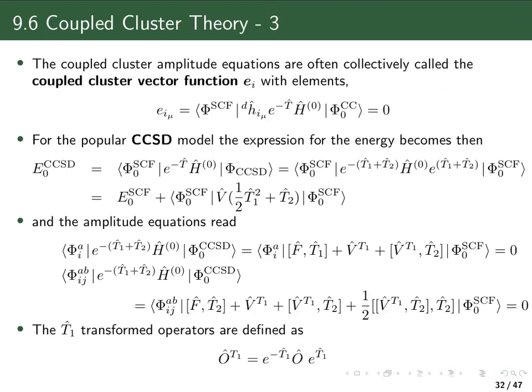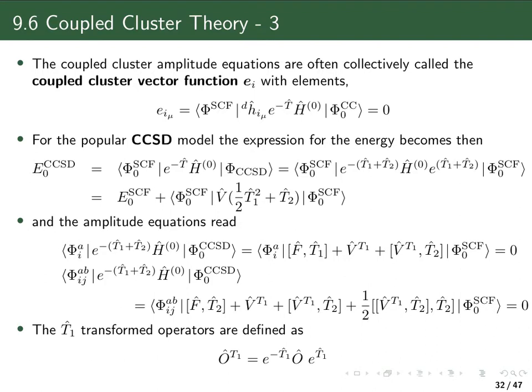Now all these equations can be written in this way. So we have our coupled cluster wave function, then we have the Hamiltonian, we have e to the minus T, and we have an excited determinant, and the right-hand side, as I just explained, is 0. These expressions here are also called the coupled cluster vector function, and identified with what kind of excitation we're looking at. Now let's look at the expression for the energy and for the amplitude equations for the CCSD model.